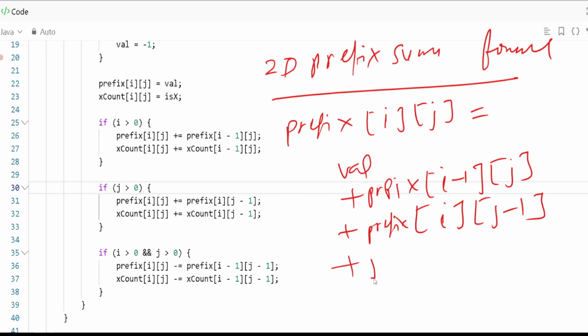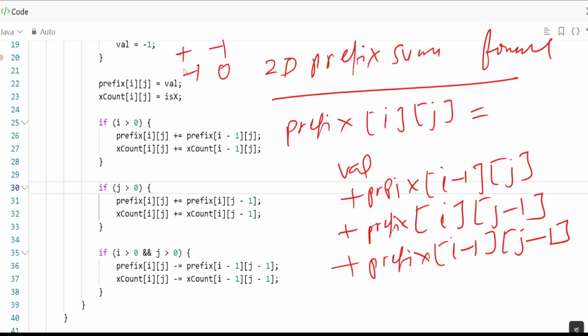Then what you will add? You will add prefix at i minus 1 and j minus 1, right? So these 3 things you will do to calculate any prefix value, correct? Because in our case, what we have, let's call it +1, -1, -1 and 0, like this. This is our grid we have, correct?